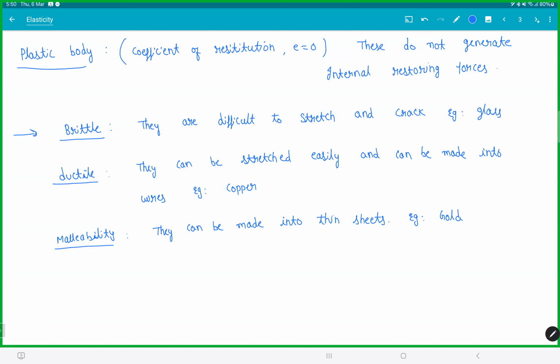Is that clear? Next thing. So that is a little intro about elasticity and so on. So fundamentally, we know why materials oppose deformation.